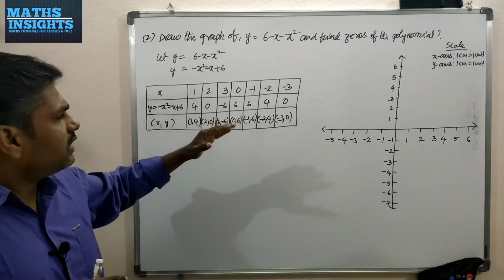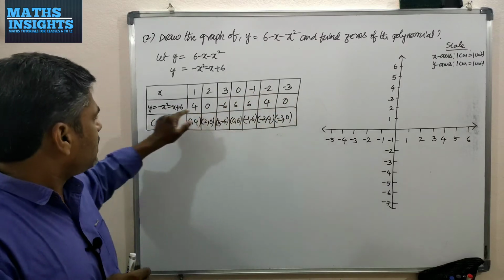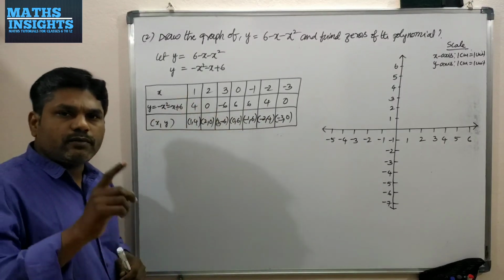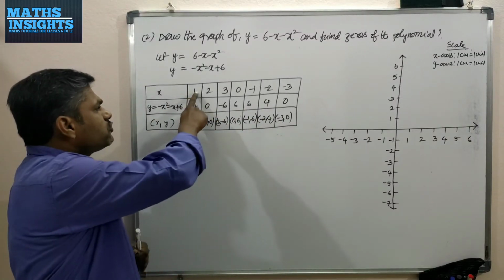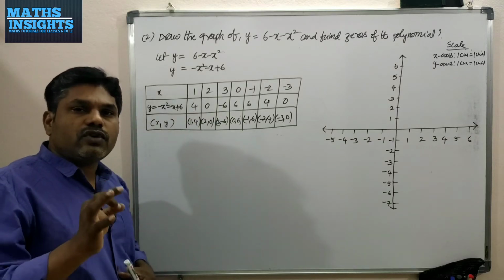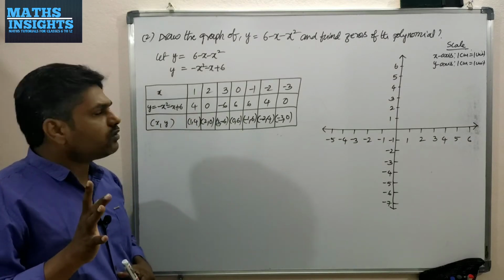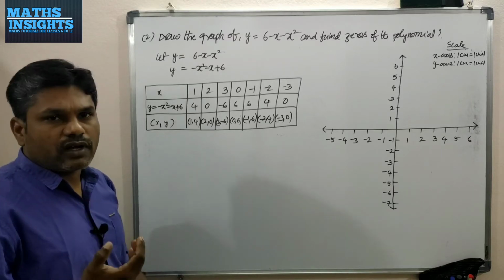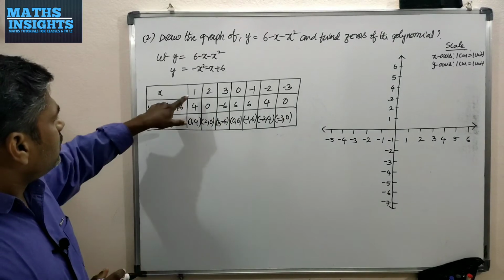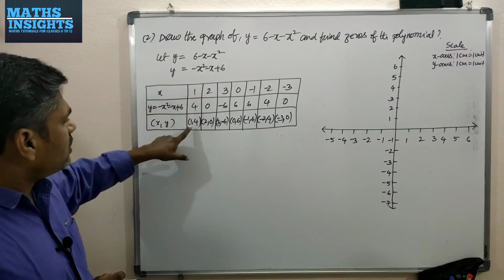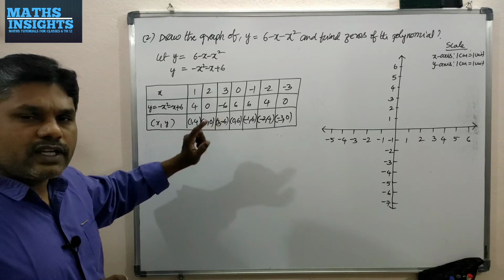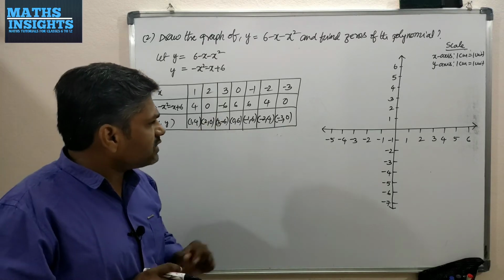I have taken these values for x and I got these values for y. Care should be taken: by assuming the x value, you have to calculate the correct y value. If you do not calculate the correct y value, your graph will go wrong and the answer will also be wrong. Okay, so if I take x is 1, I got y 4. Therefore 1 comma 4, 2 comma 0, 3 comma minus 6, 0 comma 6, and so on.